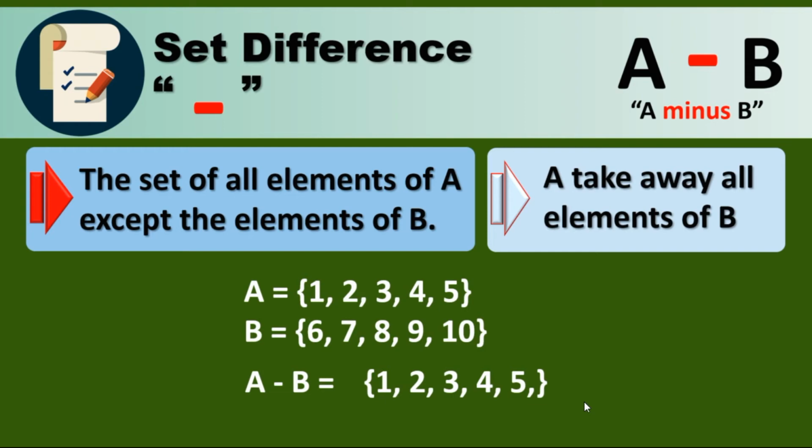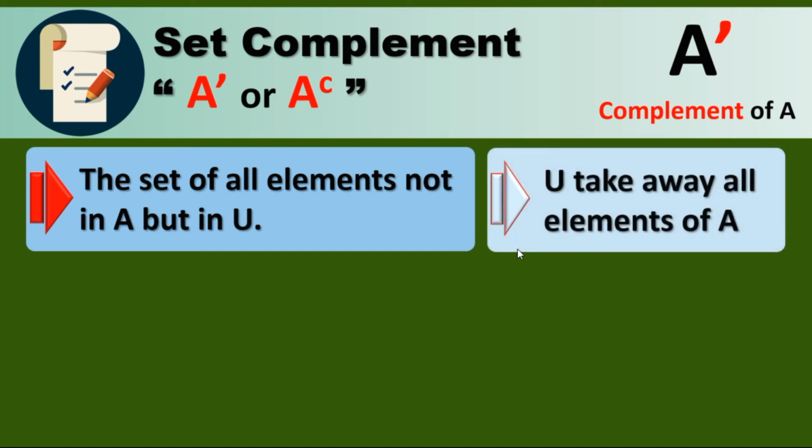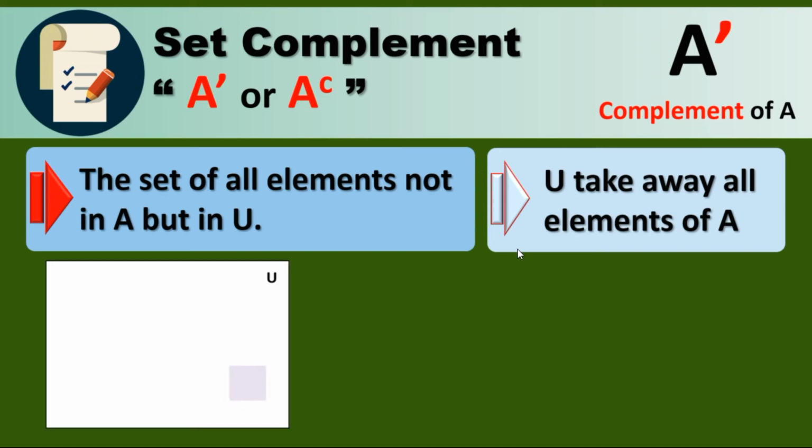Very good. Next concept, set complement, or simply denoted as A prime or A complement. It is the set of all elements not in A but in U, or denoted as A complement or complement of A. And in other words, it is simply the universal set take away all the elements of A. Let's look at this example.